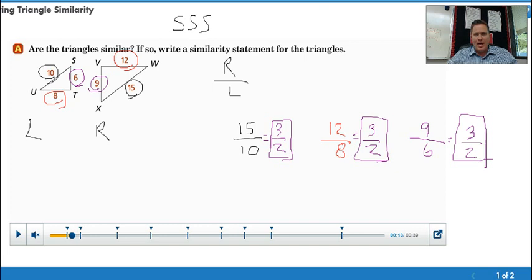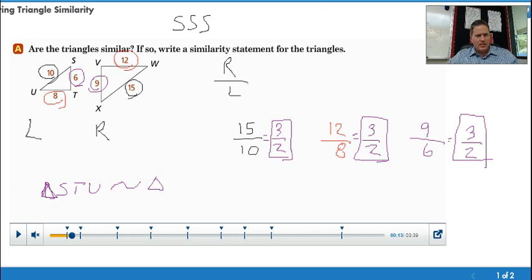So I'm going to write a similarity statement. So I'm going to write, whoops, let's see if I can make this into a triangle. Triangle, that's good enough. That's a triangle right there. Triangle STU is similar. That's my similar sign, and this is where I have to be careful though. I have triangle. I just have to make sure they go in the same order.